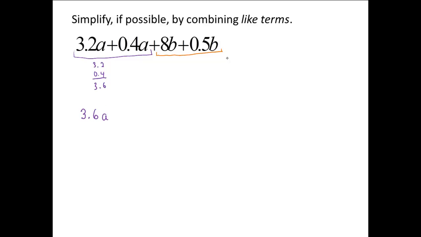Positive 8b and 0.5b are like terms. They have the same variable b raised to the same power, the implied power of 1. So we add their coefficients. 8 plus 0.5, let's write 8 as 8.0. Add together, get 8.5. So we have 3.6a plus 8.5b. These two b terms added together give us another b term.